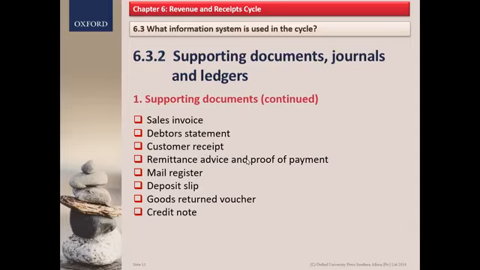Okay, we continue with our documents. We've got your sales invoice. It's well known, no need to explain it further. Suffice to say that it serves as a document to say you can start collecting.